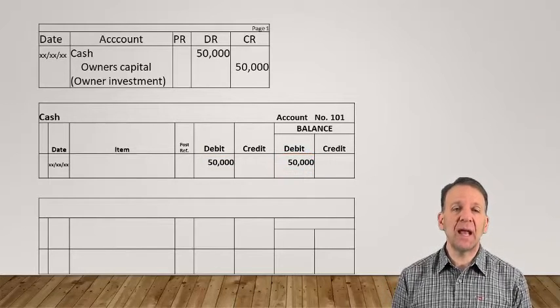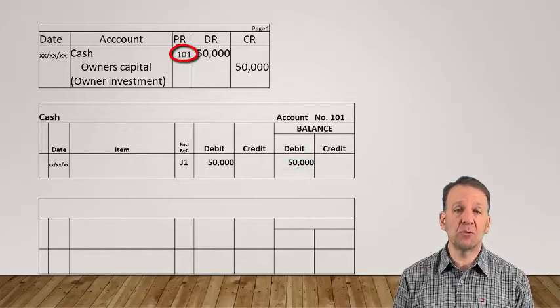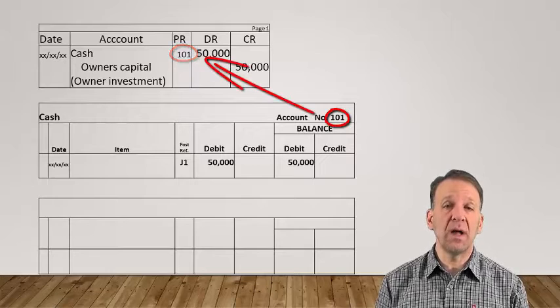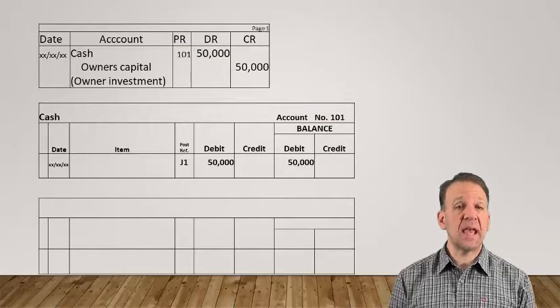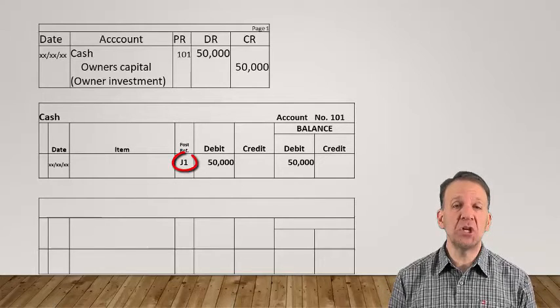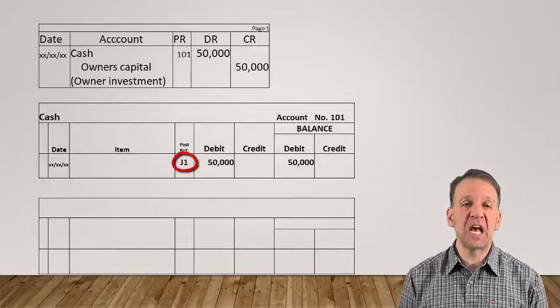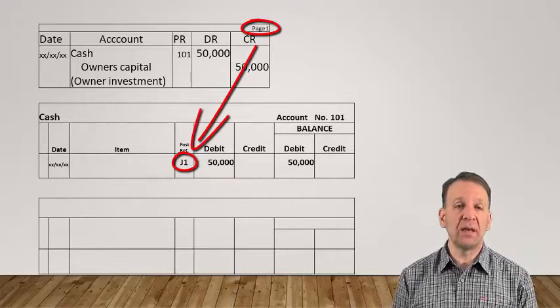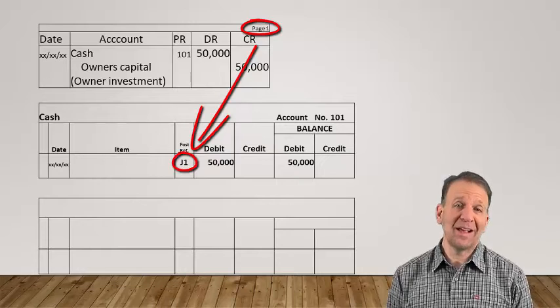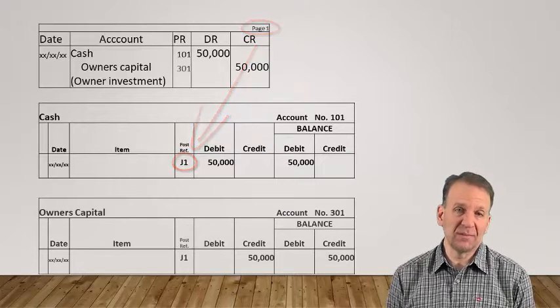Let's also take a look at the PR, which stands for posting reference. In the journal, we will reference account number 101, which is the cash account number. In the ledger, we will reference J1, since this entry is coming from the journal, page 1. Sometimes businesses reference it as G1, as sometimes we call it the general journal.